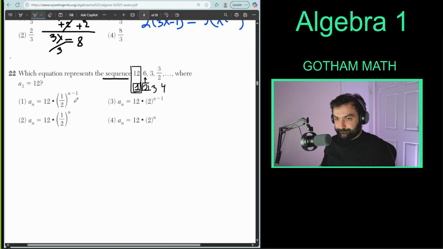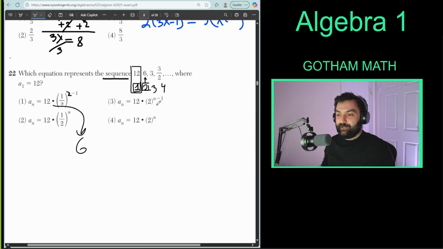Okay, let's go. What if I plug in 2 over here? 2 minus 1 is 1. So 1 over 2 to the power 1 is 1 over 2. 12 times 1 over 2, do it on a calculator if you don't know, it's 6. So do I have to check further? Probably. I don't want to risk it.